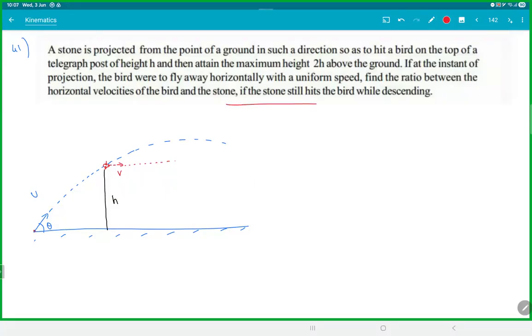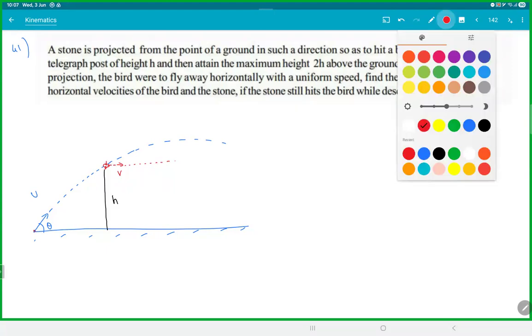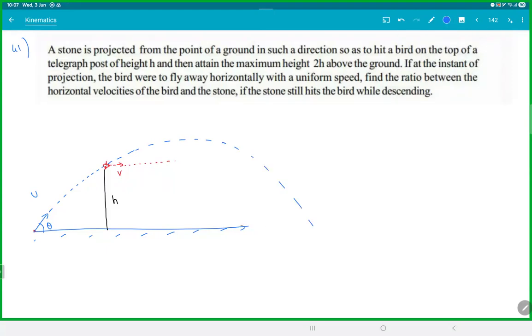If the stone still hits the bird while descending, meaning when the stone is coming back, it hits the bird. Now you need to ask yourself, the stone could have hit here, or the second place it can hit is here, isn't it? That means this is the other height, this is also h. So when the bird has reached here, the stone is coming down and it hits the bird here. This is not up to scale, but you got the point. And it is also saying the total maximum height is 2h.